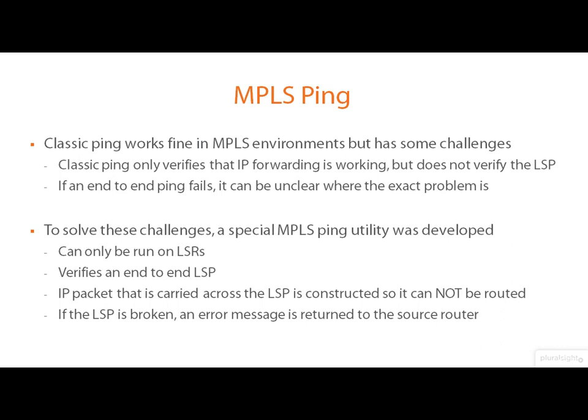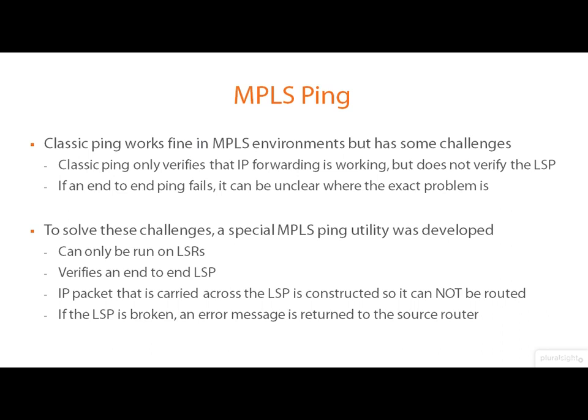Now if the LSP were to fail, it's not going to fall back to IP routing, because the parameters we put into that IP packet, like the TTL, the reserved port and the router alert option, are not going to allow it to be routed. Also with that MPLS ping, if the LSP does fail, we can send back an error response message to the source router that gives us more information about why the LSP broke. So it's a lot more useful than using classic ping in your network.